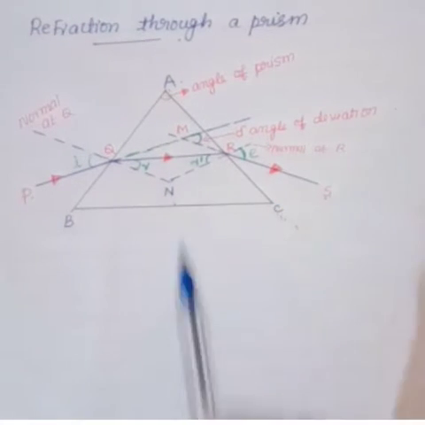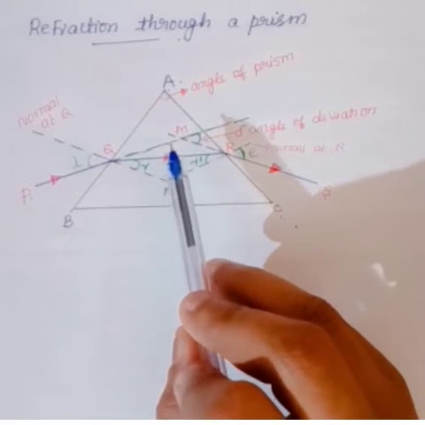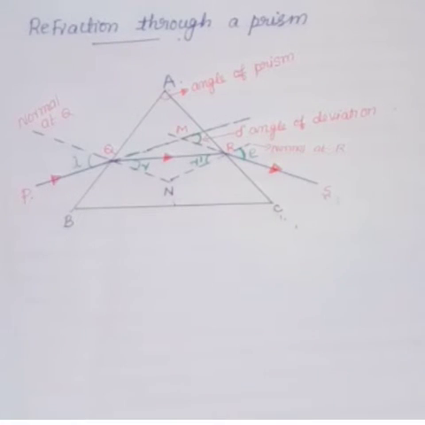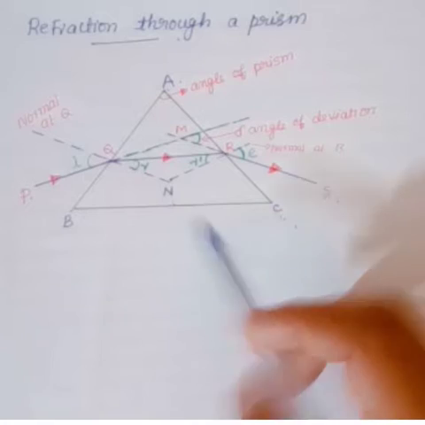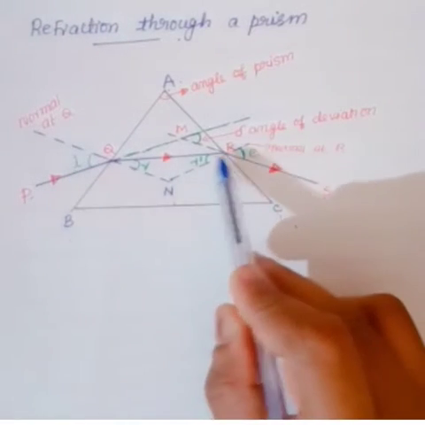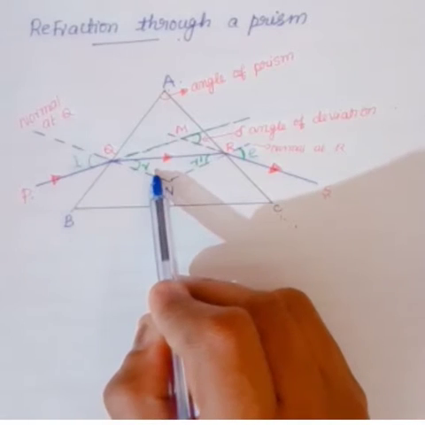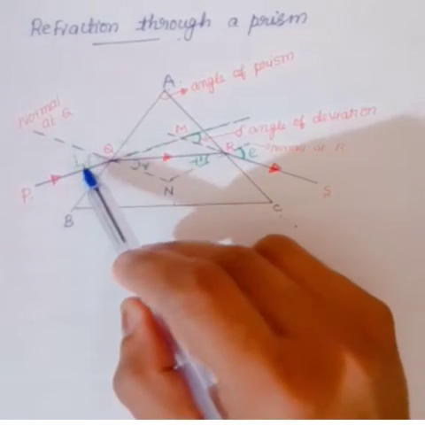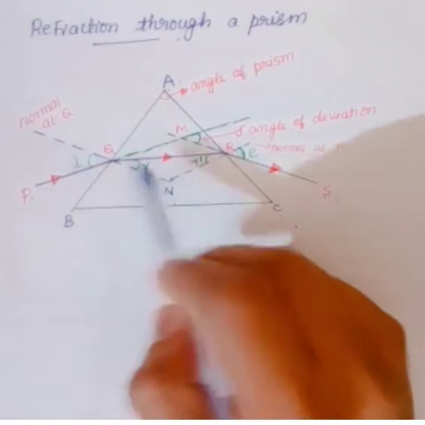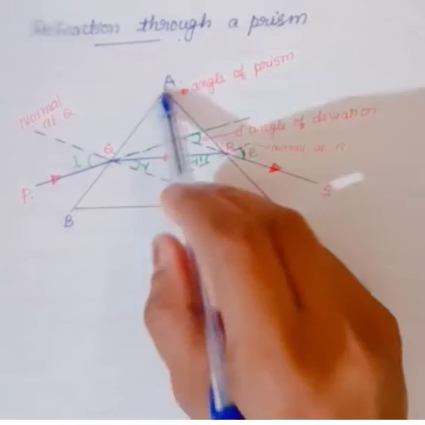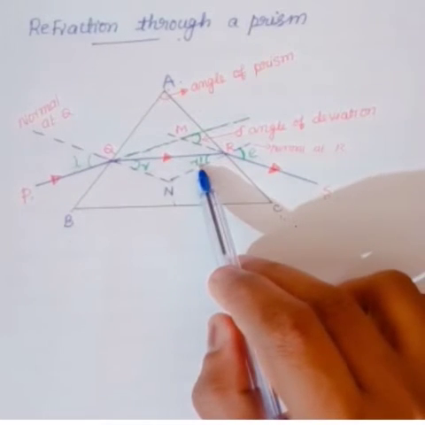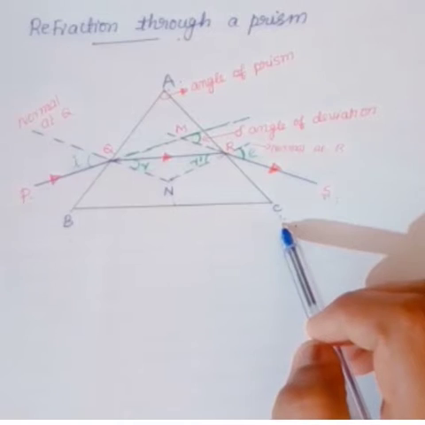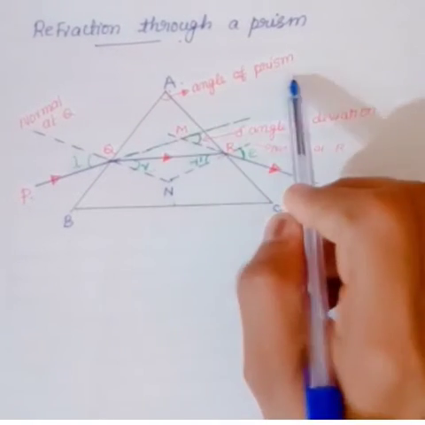So the angle between the direction of the incident ray PQ and the emergent ray RS, we call the angle of deviation. Then let I and R be the angles of incidence and refraction at the face AB, and R dash and E be the angles of incidence and emergence at the face AC. Also, A is the angle of the prism.